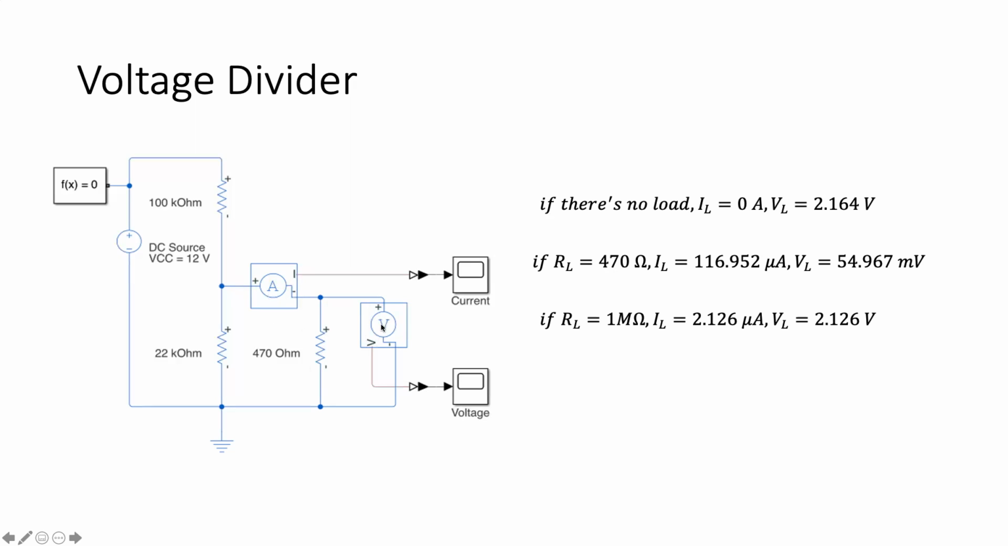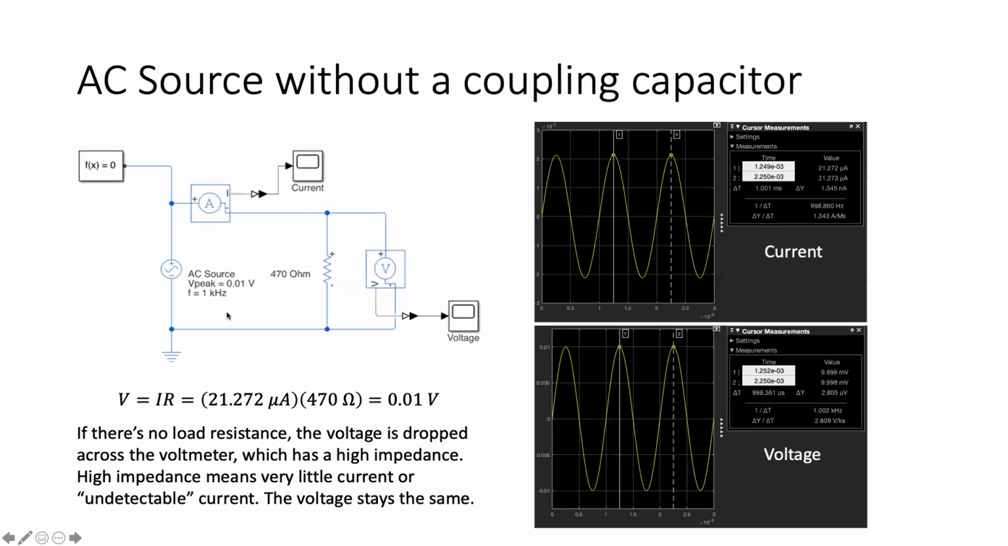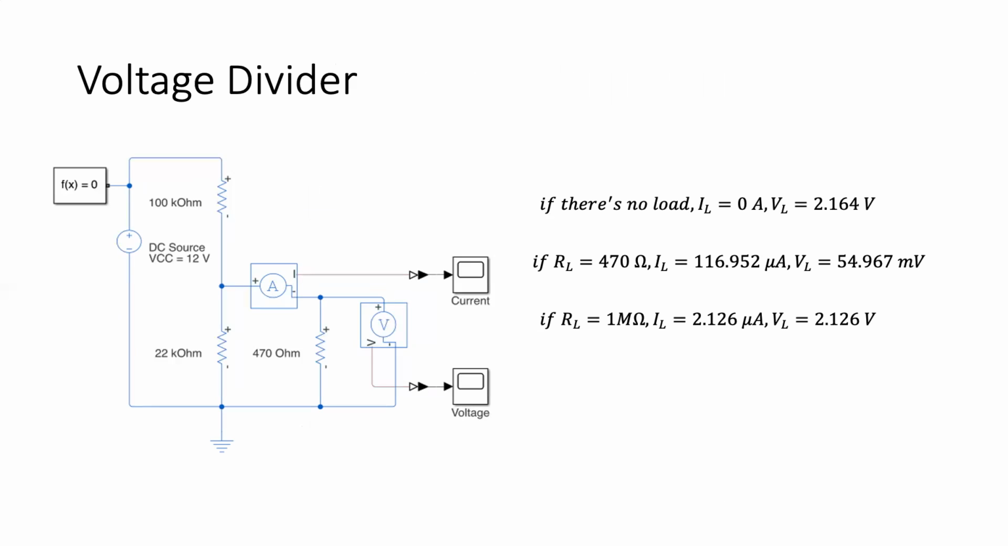Of course, yung voltage dito without the load is 2.164 volts. And you can also verify that, okay, by solving for the voltage across the 22 kilo ohm resistor. So it's 22 kilo ohm, divided by 100 plus 22 kilo ohm, times 12. Ang makukuha nyo is 2.164.